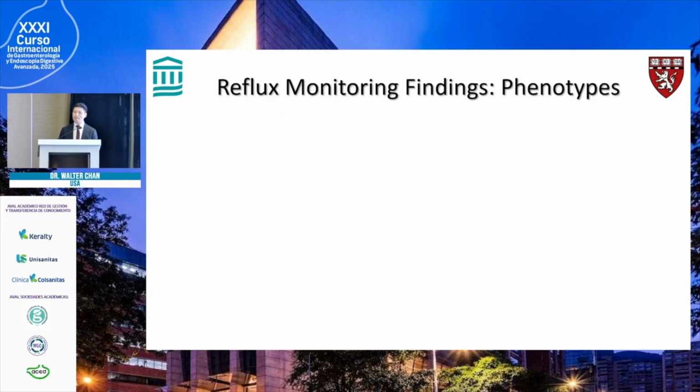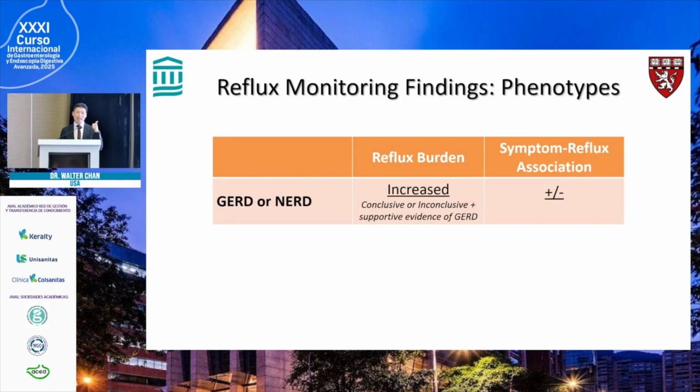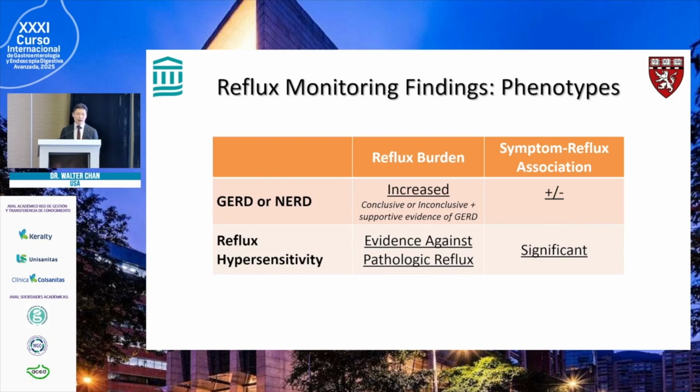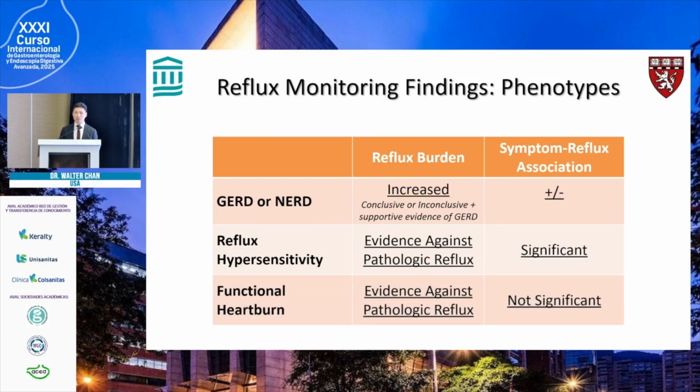And that is when you can phenotype the patients into groups that have GERD or NERD versus functional heartburn or reflux hypersensitivity. So patients who have an increase in reflux burden, so they have pathological reflux, with or without symptom association, they had abnormal reflux. They have GERD or non-erosive reflux disease. If they have evidence against pathologic reflux, they don't have GERD, but they have a significant symptom association, those are patients with reflux hypersensitivity. If they have evidence against pathologic reflux and their symptoms do not correlate with reflux episodes going on at the same time, those are the patients with functional heartburn. So this is a way to really phenotype these patients.